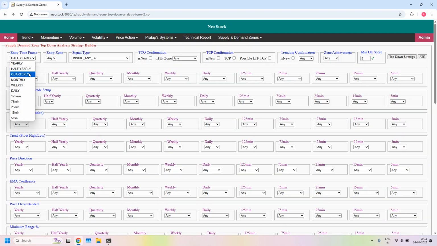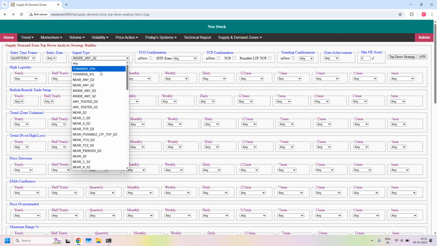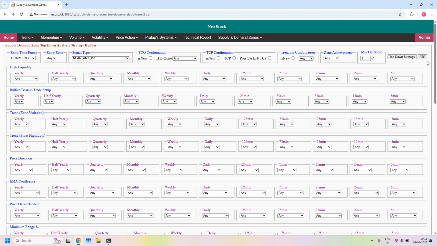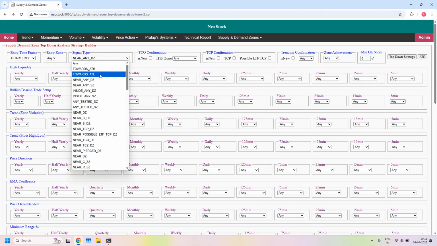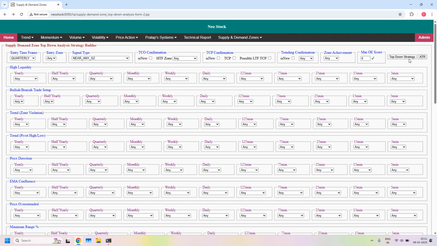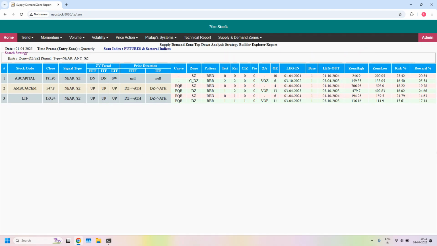Next time frame is quarterly. Stocks near quarterly demand zone. We got 2 stocks. Next, stocks near quarterly supply zone. We got 3 stocks.